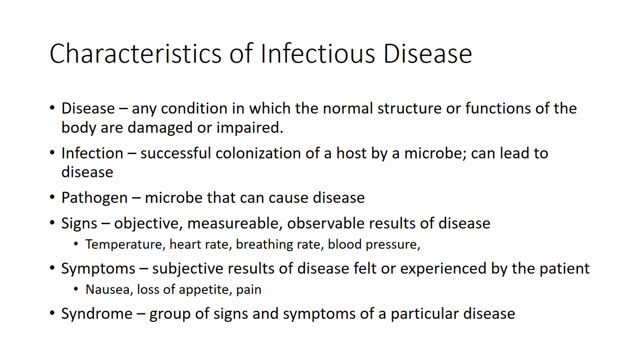So in your past, I know you've used the term signs and symptoms of a disease, but have you used those terms correctly? A sign is any objective, measurable, or observable result of a disease. So these are things you can actually see or measure. So if I have a high temperature, my heart rate has increased, my breathing rate has increased, my blood pressure has gone up, gone down. Those are all things you can see. Those would be signs of a disease.